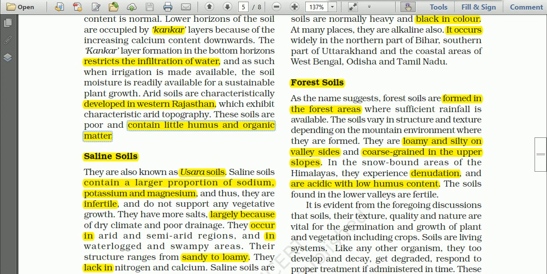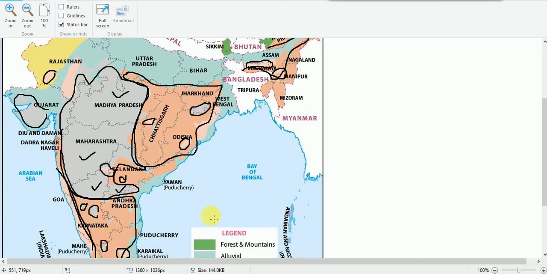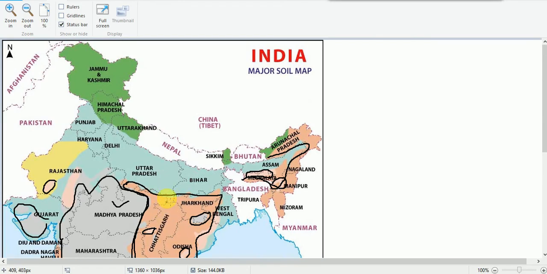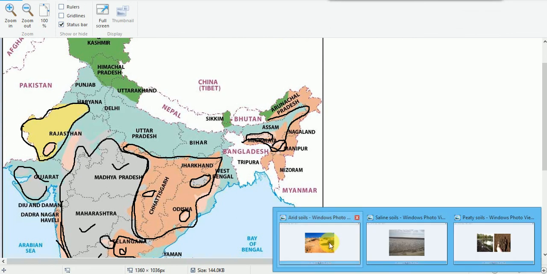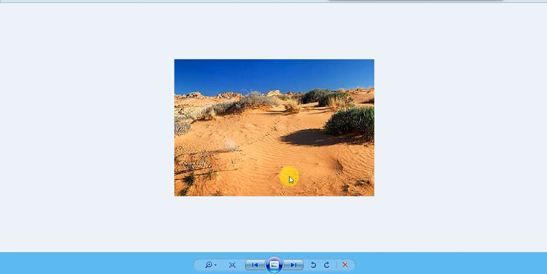Okay, so about the location of these arid soils, you see here, western part of Rajasthan. In this area we find arid soils, in this area only. And see, this is just an example of arid soils. It contains a lot of sand, more than 80%.